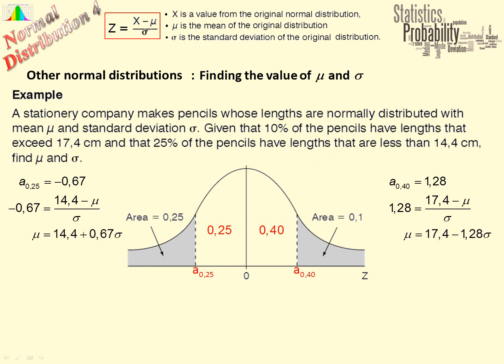There it is. And because it's mu equals, we can equate them to one another now. And we'll solve that for sigma. There we are. Sigma is 1.54 centimeters, so that is the standard deviation of the pencil lengths. Now all we have to do is take that, substitute back into either of those, and we get the value of mu, the mean of the pencil length.